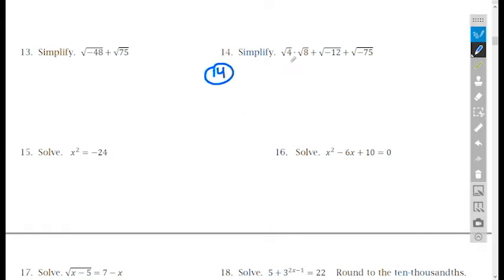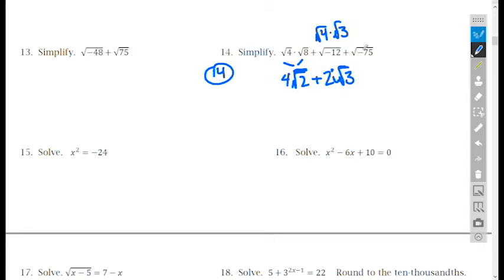Okay, so number 14, we got square root of 4 times square root of 8. Well, we can already simplify that because this is square root of 4 times square root of 4 times square root of 2. So square root of 4, square root of 4, that's 2 times 2. So this part just simplifies to 4 times square root of 2. And then plus, we need to simplify the square root of negative 12, so that's going to be imaginary, remember, and that's the square root of 4 times square root of 3, so that's going to be 2i square root of 3.